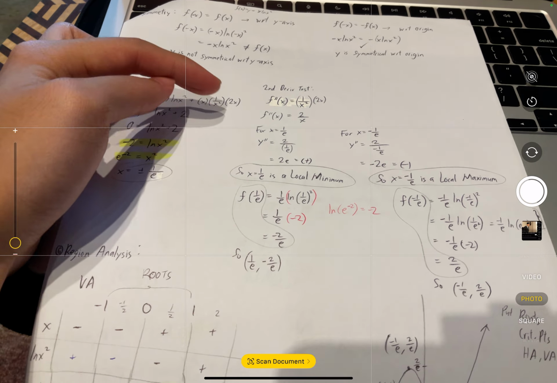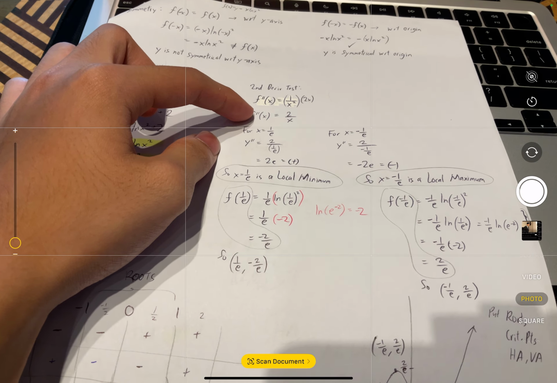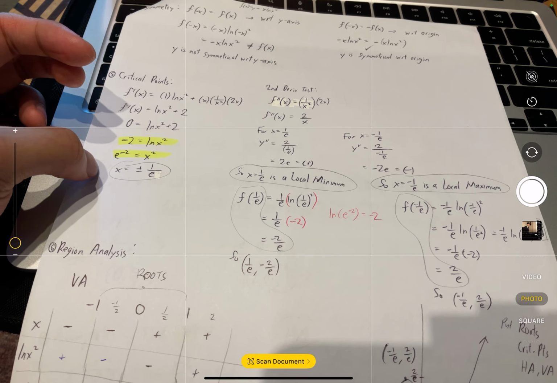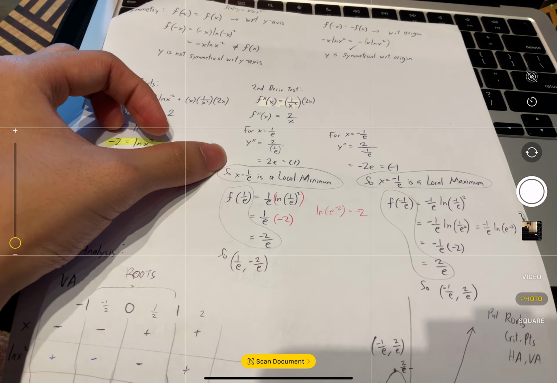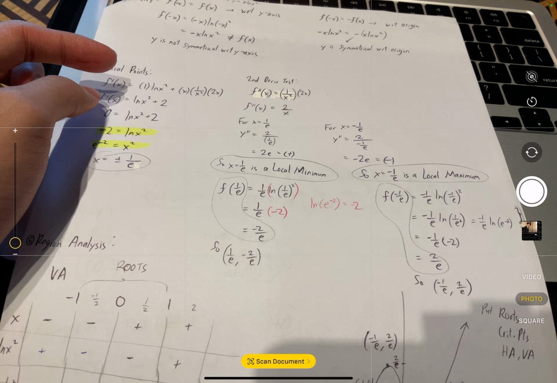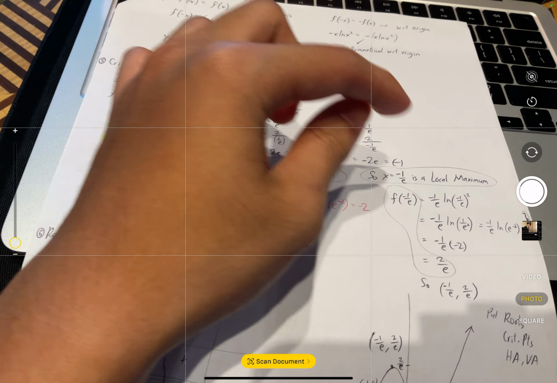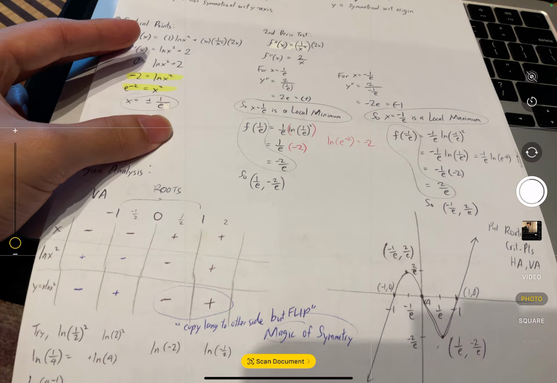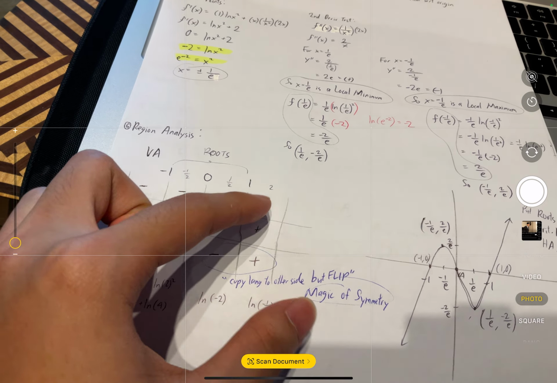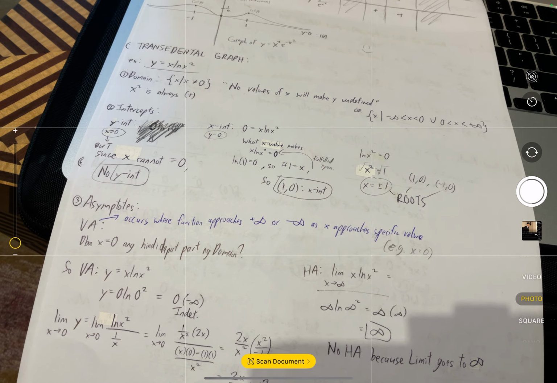So in this, for example, this is our second derivative, right? 2 over x. So you substitute directly your x value. And if it's positive, then it is considered a local minimum. If it's negative, then the critical point x equal to negative 1 over e is a local maximum. Okay? And then regional analysis, your roots are 0, negative 1, and 1. It came from the intercepts. Okay?